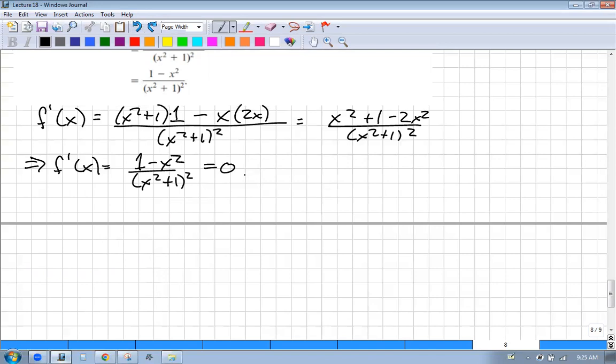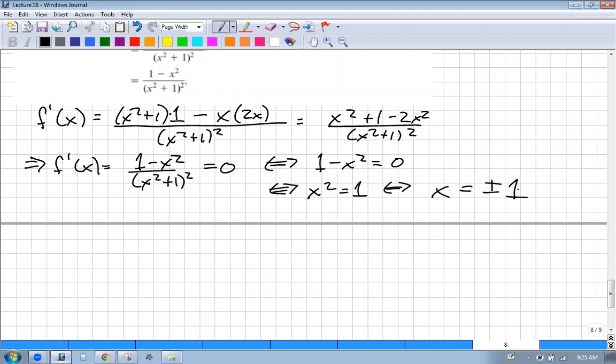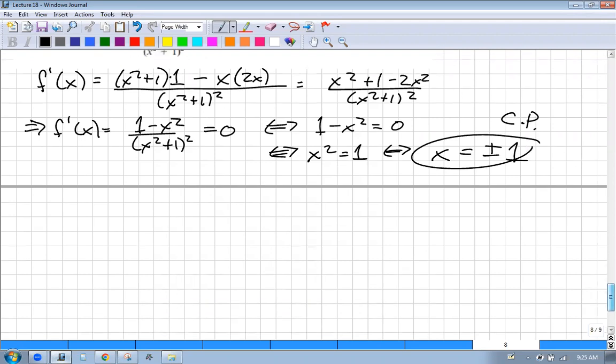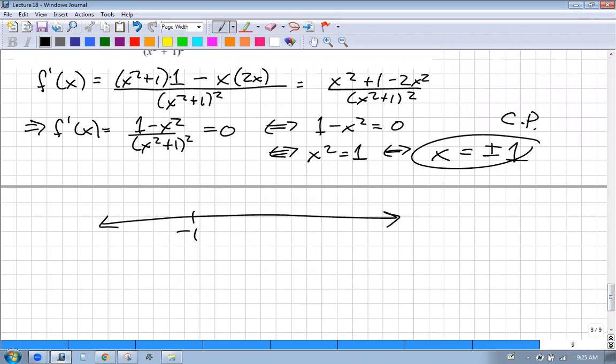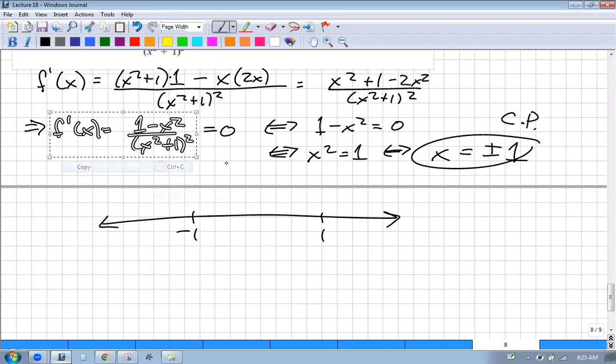This thing is 0 basically only if the top is 0. Okay, and then x squared would have to be 1. So that means x would have to be a positive or a negative 1. So those are our critical points. So we'll do our little thing here. Minus 1, plus 1. Here's our f prime.